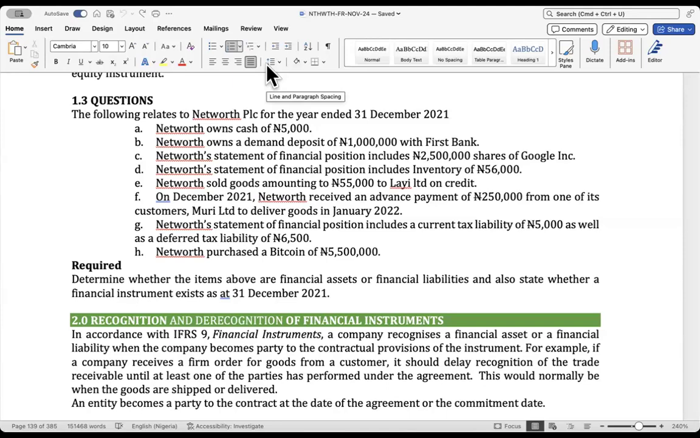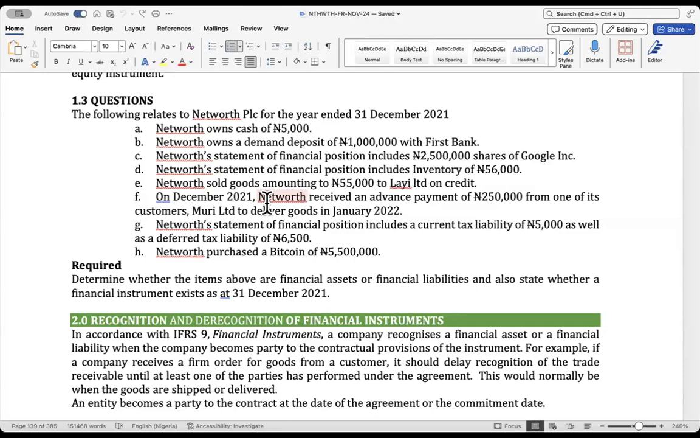In December 2021, net worth received an advance payment of 250,000 from one of its customers, Muri Limited, to deliver goods in January 2022. It's not a financial asset. Although a contract exists between them, it's not a financial asset. Because there is no right to deliver cash, equity, or any such things. What are we delivering? Only goods.